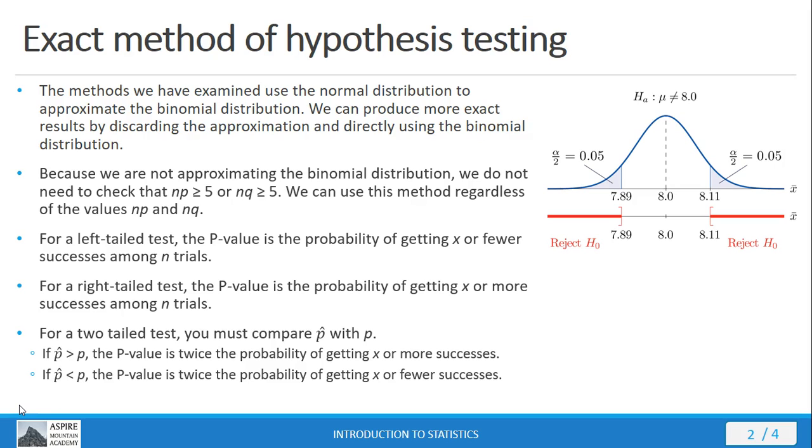proportion. So if the sample is greater than the claimed population proportion, then the p-value is going to be twice the probability of getting X or more successes. If, however, the sample is less than the population, then the p-value is going to be twice the probability of getting X or fewer successes.